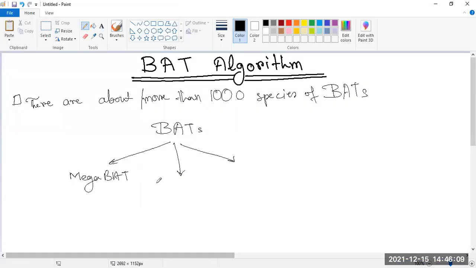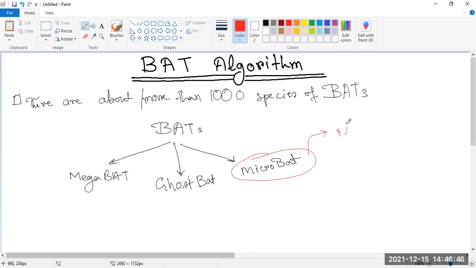This is the mega bat, this is the ghost bat, and this is the micro bat. So we are talking about this micro bat. This bat is a flying mammal.